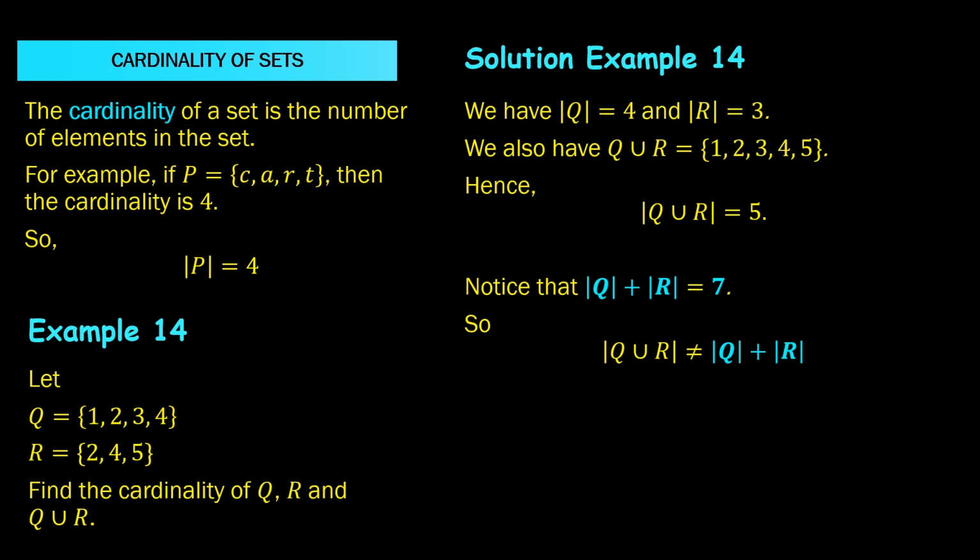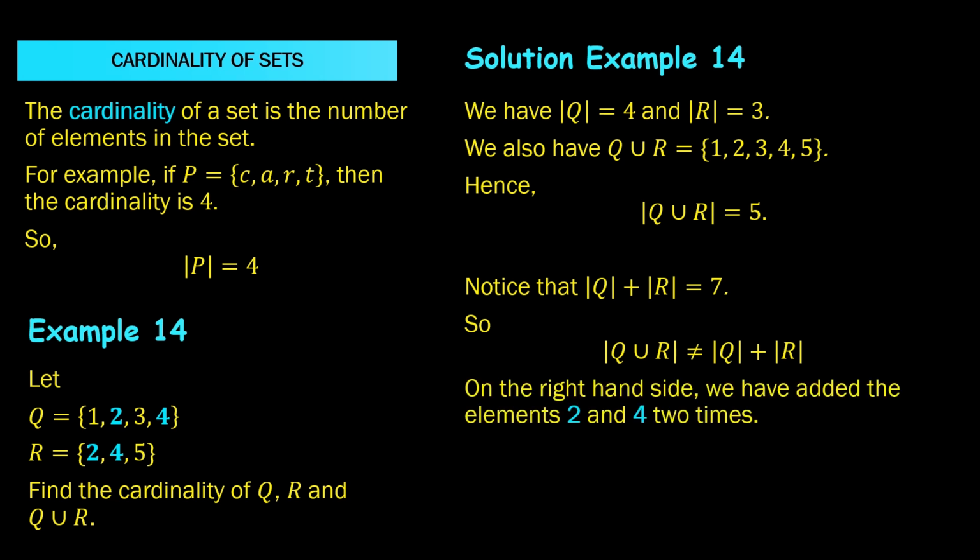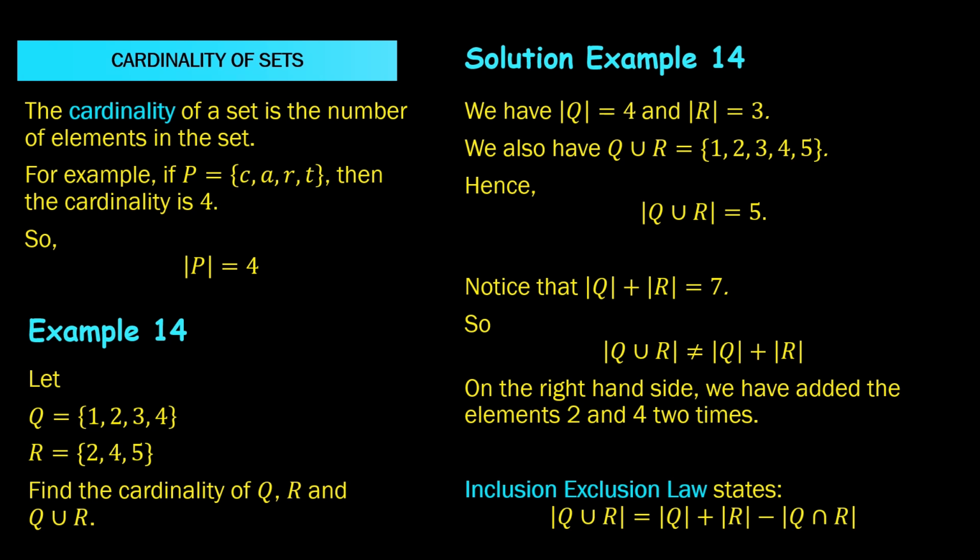On the right-hand side, we've added the elements 2 and 4 two times, since both of these elements are common to Q and R. The inclusion-exclusion law gives a relationship between the cardinalities of Q union R, Q, R, and Q intersect R, namely that the cardinality of Q union R equals the cardinality of Q plus the cardinality of R minus the cardinality of Q intersect R. Let's apply this to an example.